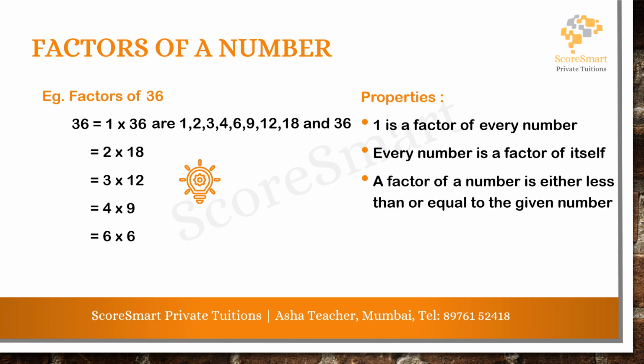A factor of a number is either less than or equal to the given number. It can never be more than the number. If you see here, all the numbers 1, 2, 3, 12, 18, 36, they are all less than 36 or equal to 36. Factors of a number are finite. You can see that there are 7 to 8 factors for each number. There can be more if the numbers are big, but they are finite.